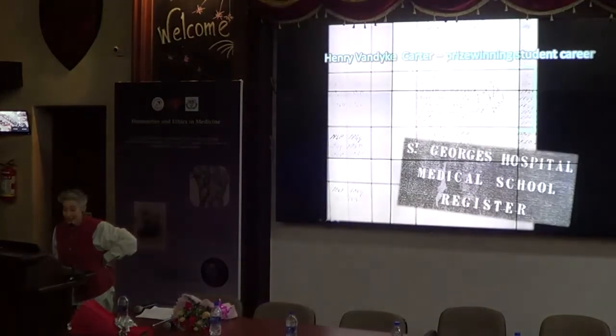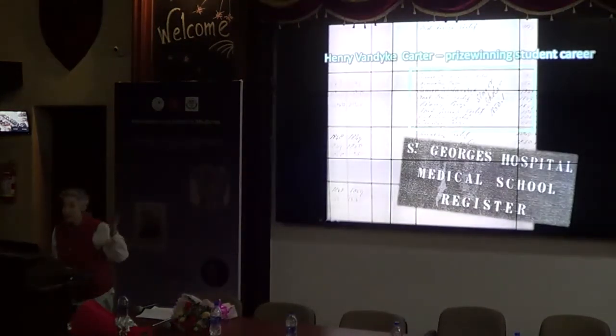This is Carter's entry in the Academic Achievements book, and you can see the number of certificates. Certificate here, prize here, scholarship, certificate, prize, certificate, senior scholar. This is his career at medical school. And you can see, A, he's clever, and B, he works very hard. He's not a genius, I don't think. I mean, he's like most people, work is the main effort.